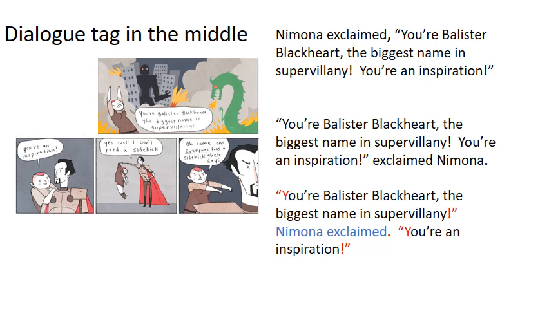Or we could put the dialogue tag in the middle between the two sentences that Nimona speaks. "You're Balister Blackheart, the biggest name in supervillainy," Nimona exclaimed. "You're an inspiration." Now, because the first sentence is a complete sentence, there's a comma at the end of it, Nimona exclaimed, and then there's a period because our sentence has ended. "You're an inspiration" is its own sentence just in quotation marks. We don't have a dialogue tag attached to that because it's not a new paragraph. Because we're continuing on the same line, your reader knows that the same person is speaking the second sentence.